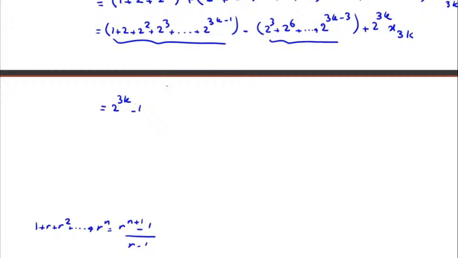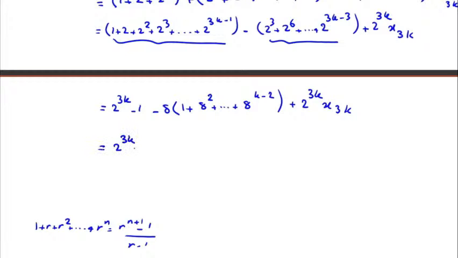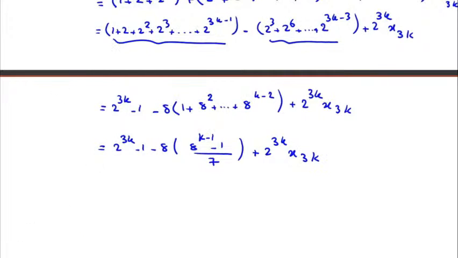Here, we factor out 8 first, and then it will be 1 plus 8 squared plus, the last one is 8 to the k minus 1, because we factor, it will be 8 to the k minus 2, plus 2 to the 3k x 3k. So here, let me not erase it, to use it again. It will be 2 to the 3k minus 1 minus 8 times 8 to the k minus 1 minus 1 over 8 minus 1, which is 7, plus 2 to the 3k x 3k. So now here, next level, what is it?